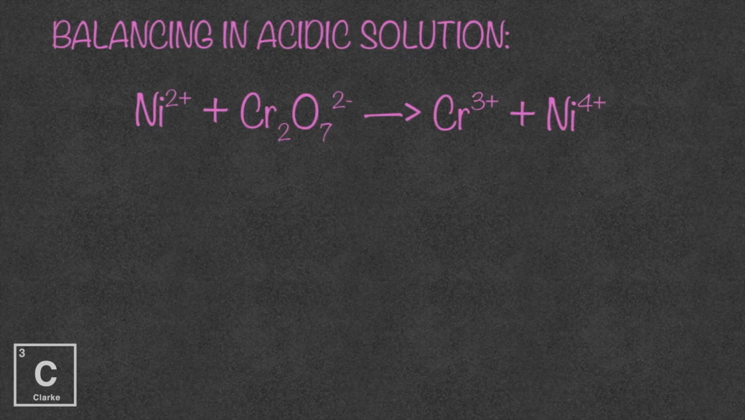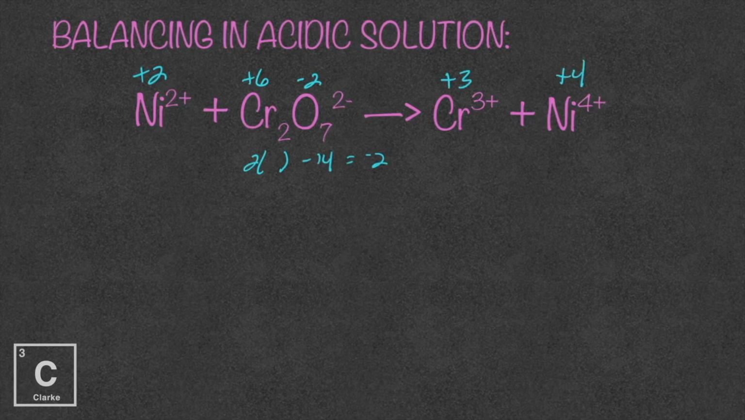Let's break this into its half reactions. Let's assign oxidation numbers first. We've got a +2. Let me change colors of pen. Nickel is a +2. Oxygen is a -2. So let's figure out chromium. You go ahead and figure out chromium. Let's make sure you get it right. Did you get a +6? Okay, this chromium is already a +3, nickel +4. We really only had one thing to figure out.